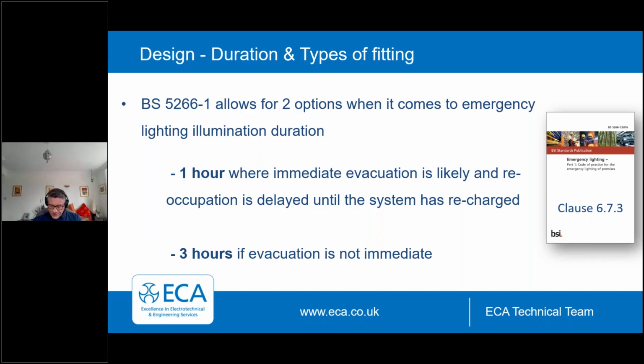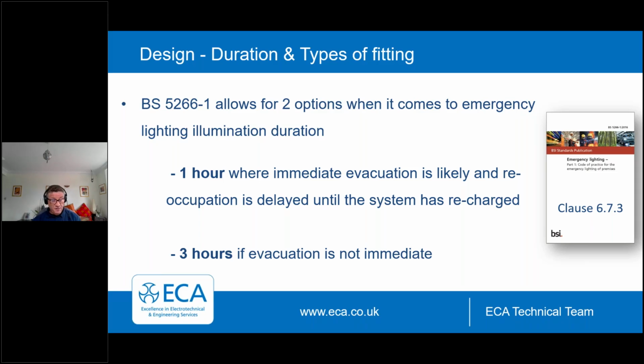Now, also, as part of the design, we may wish to consider how long we require the emergency lighting to function for. There are 2 options. We can either have the emergency lighting guaranteed to operate for an hour or 3 hours. The 1 hour is the basic requirement, and of course that would be for immediate evacuation. We've got an hour to get out.